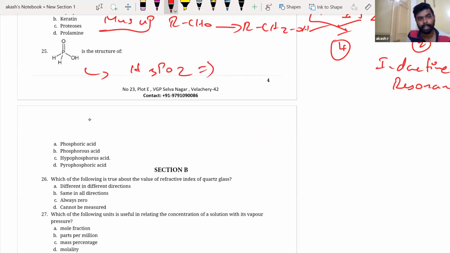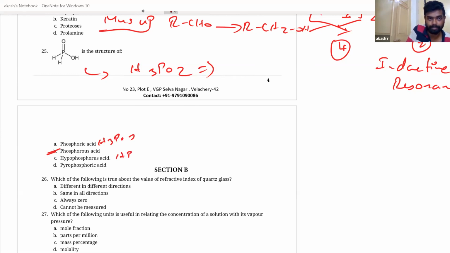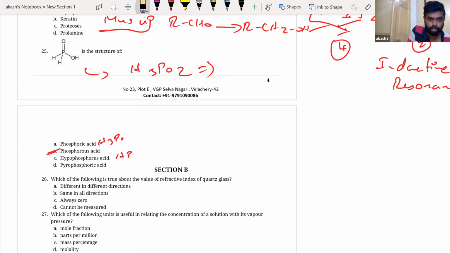Phosphorus acid, okay. H3PO2 is... H3PO3. Hypo is H3... oh, I'm sorry, H3PO4. I am so sorry. Phosphoric acid is H3PO4. Phosphorus acid is H3PO3. Hypophosphorus acid is H3PO2. Okay, I'm so sorry. This is H3PO2, so the correct answer would be hypophosphorus acid.